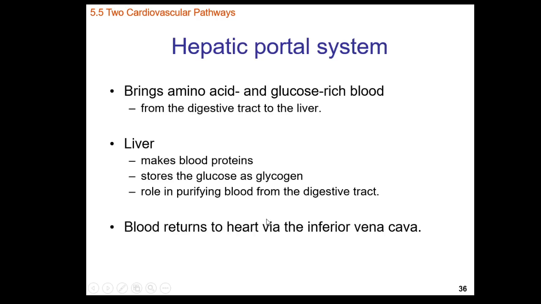And then the hepatic portal system, this is where blood is returning from the digestive tract. It goes from the digestive tract to the liver, bringing amino acids and glucose-rich blood, which the liver will then process and make blood proteins, can store that glucose, and helps purify the blood from the digestive tract before it returns to the heart and back into the system.